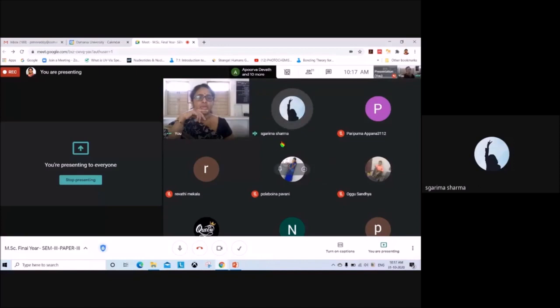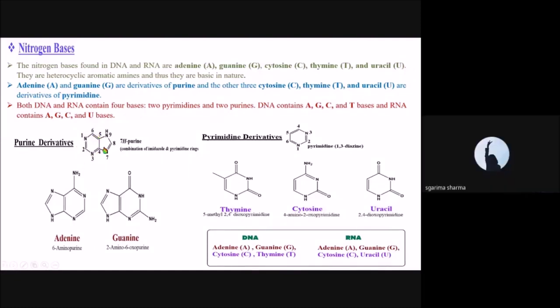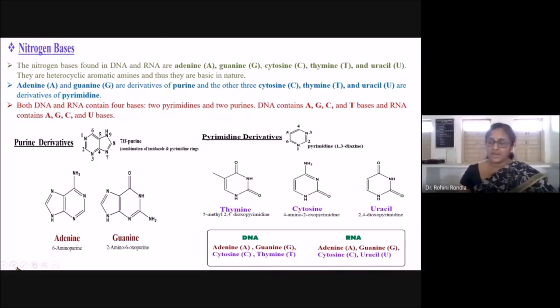They join, ma'am. Okay, purine is a heterocyclic aromatic amine. You can see the structure of purine here. It is a bicyclic structure. What is the name of this left side ring? Please unmute yourself and give an answer. What is the name of this left side ring? Benzene. Please observe carefully, everyone listen.